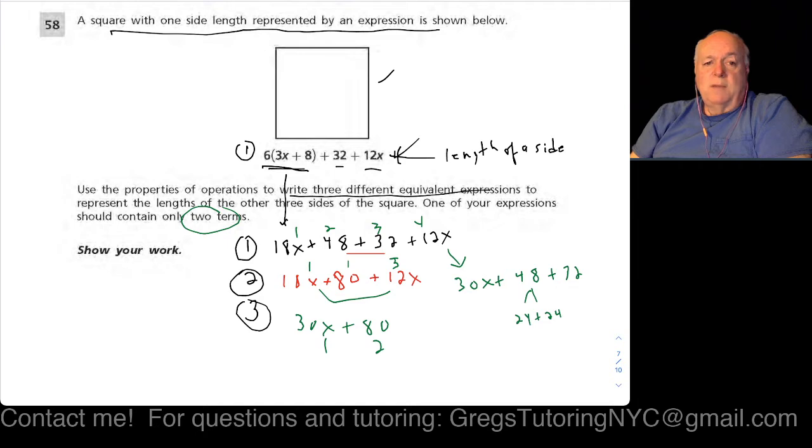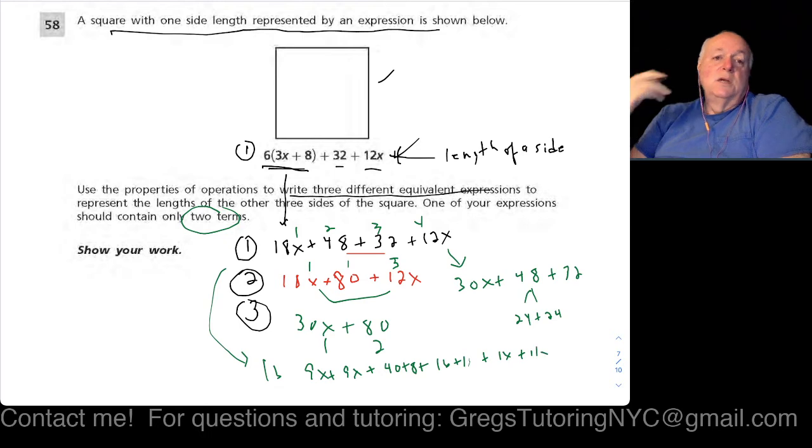You know, we could have taken even number 1 and just added terms. We could have broken each into different parts. Let's say I do 1b here. So I could have had 9x plus 9x plus 40 plus 8 plus 16 plus 16 plus 1x plus 11x. It doesn't matter as long as it's equivalent. That's all they're asking you to do. So do 2 of them that was a variable like that, and the other not.